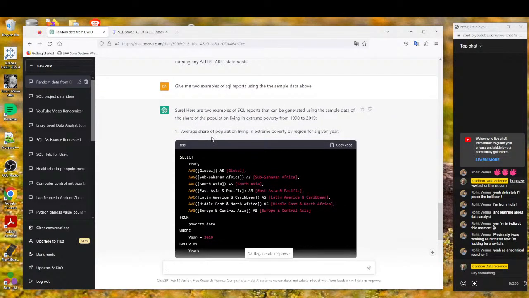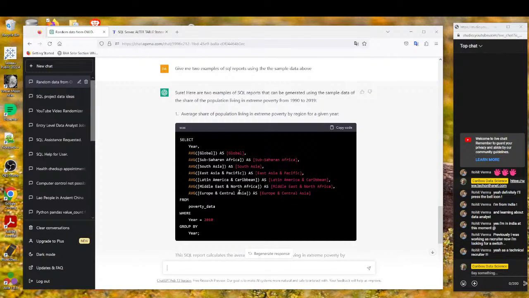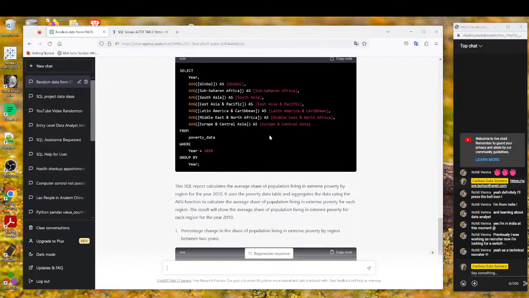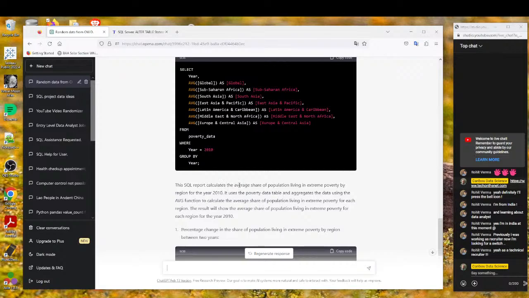Okay. Average share of population living in poverty by region for a given year. Yeah, it's kind of odd. It's like, why are you grouping by year if you only pull in one year's worth of data? Hmm. I'm sure it's going to work. Okay. This SQL code calculates the average share of the population living in extreme poverty by region for the year 2010.